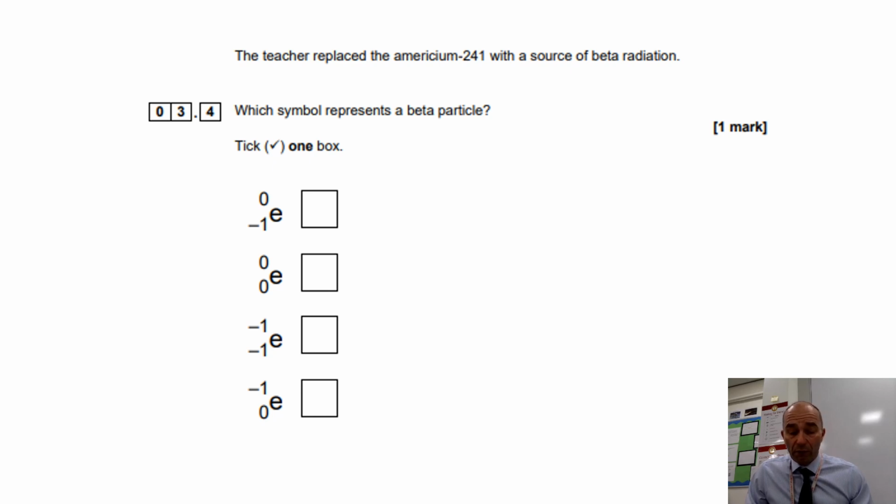Now with 3.4, we're now using a source of beta radiation. Which symbol represents a beta particle? Now again, you might be used to showing a beta particle as that. It is a high-speed electron, so sometimes, as I've done in this case, they use e to represent the beta particle. Now the charge is -1, remember it's an electron, and electrons generally have no mass. So our top box is the only correct option in this case.